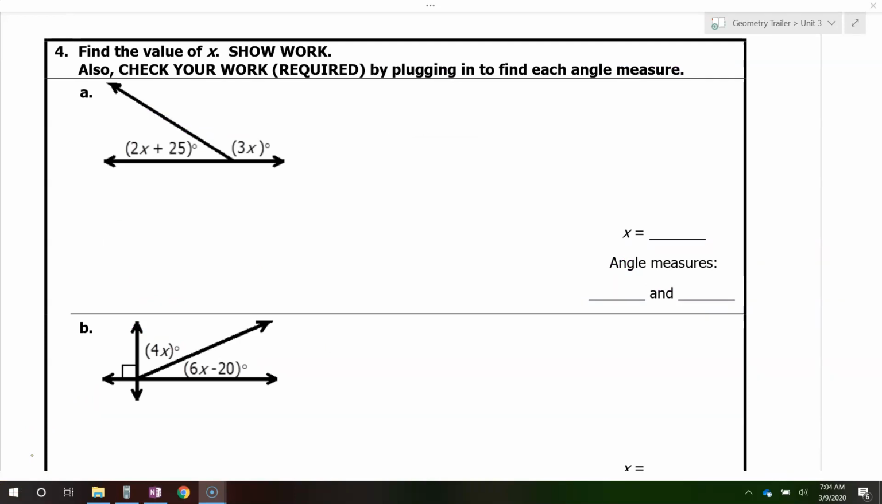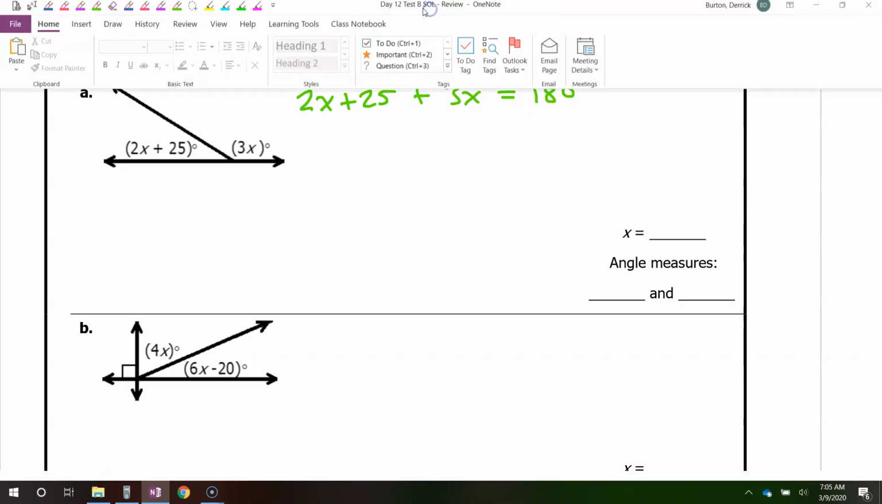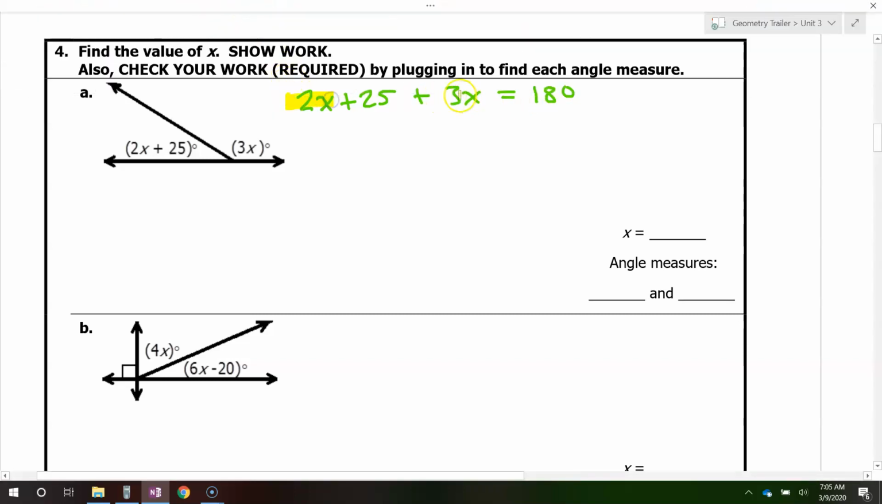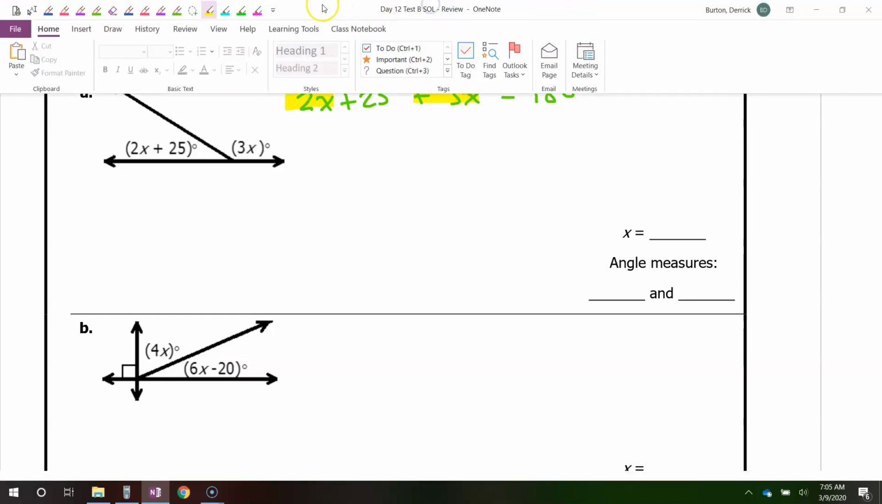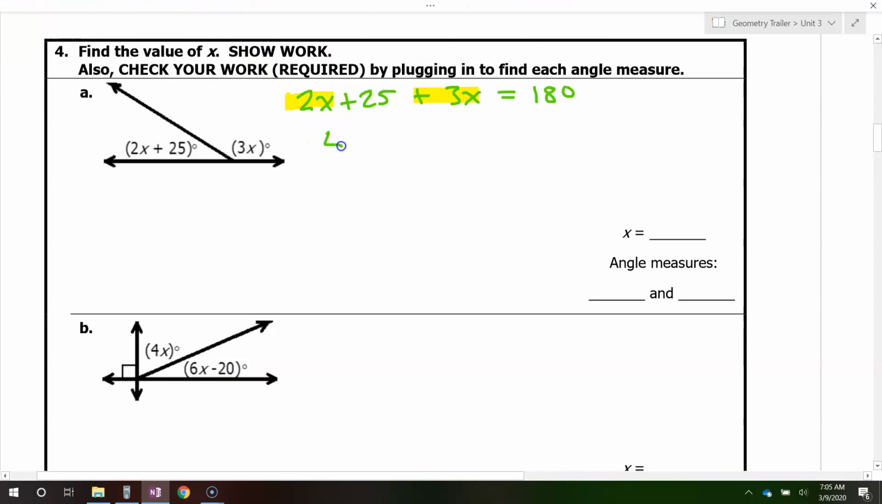So this is a linear pair, so you know it will be supplementary. That means they need to add up to 180 degrees, which means I will have 2x plus 25 plus 3x should equal 180. Now, of course, 2x and 3x are like terms. So I'm going to put those together and get 5x, bring down the 25, equals 180.